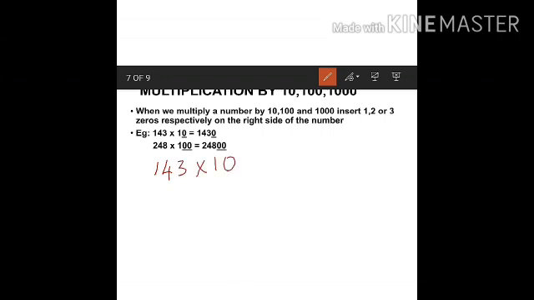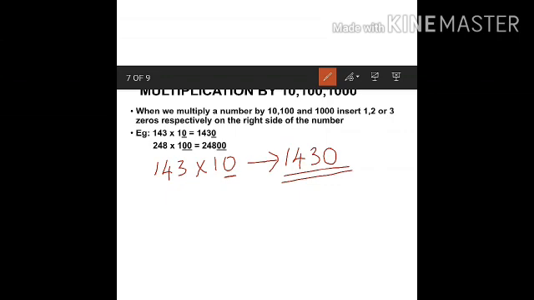Okay, look here. The number is 143 into 10. How many zeros are there for 10? There is only 1 zero. So, we have to write 143 there and put a 0 at the rightmost side. As 10 have only 1 zero, we have to insert 1 zero to the right of 143 and our answer will be 1430. Similar is the case when we are multiplying with 100 or 1000.